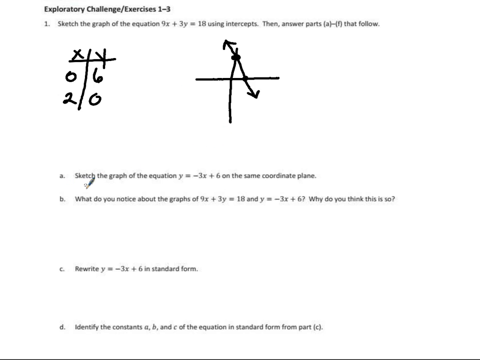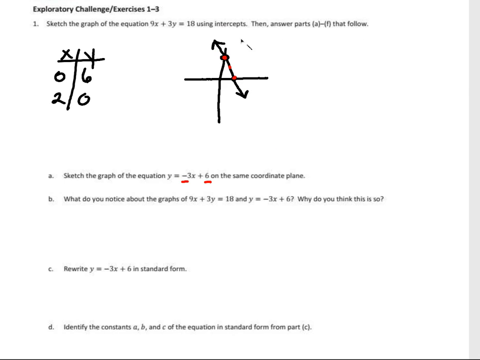When we look at letter A, it says sketch the graph of the equation y equals negative 3x plus 6 on the same graph. So when you go to graph that, because this is in slope-intercept form, here's my slope, here's my y-intercept, I'm going to go up to 6, plot my point. I'm going to go down 3 over 1, right there, down 3 over 1, and you realize that it is on the exact same line. So you would draw that line, and there we go. We notice it's the same.